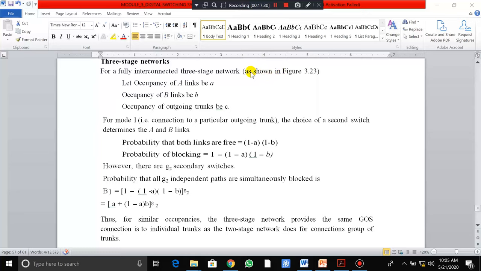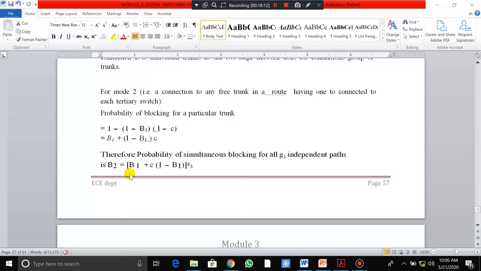Next, let us discuss the three-stage network in grade of service. For a fully interconnected three-stage network as shown in the diagram, let the occupancy of the A link be A, the occupancy of the B link be B, and the occupancy of the outgoing trunk be C. For mode 1, the probability that both the links are free is (1 minus A) into (1 minus B). The probability of blocking is 1 minus (1 minus A) into (1 minus B). With G2 secondary switches, we have B1 equal to 1 minus (1 minus A into 1 minus B) to the power of G2. Now let us have the other probability of simultaneous blocking for G3, given by the equation B2 equal to B1 plus C into (1 minus B1) to the power of G3.